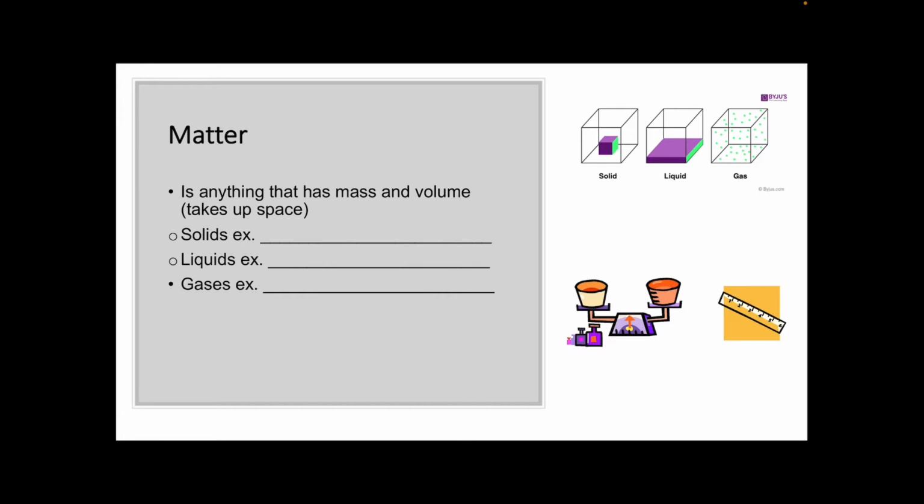So for example, a solid would be ice or a rock or your desk that you're sitting at right now. Liquids would be anything like water or milk or juice. And gases would be something like water vapor, oxygen, or carbon dioxide.